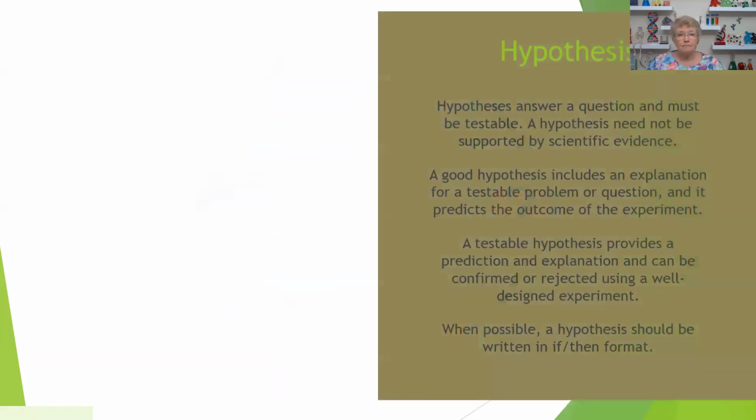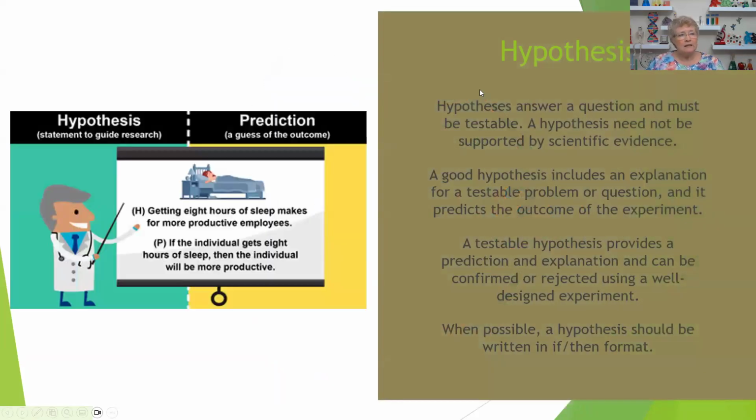So taking a look at this here, a hypothesis answers a question. It's a possible answer to a scientific question, and it has to be testable, but it doesn't need to be supported by scientific evidence. Not yet. Once you test it, then it might be, but not at the beginning. So a good hypothesis should be written in what we call if-then format, where if tells you what you're going to do, and then tells you what you're going to look for.